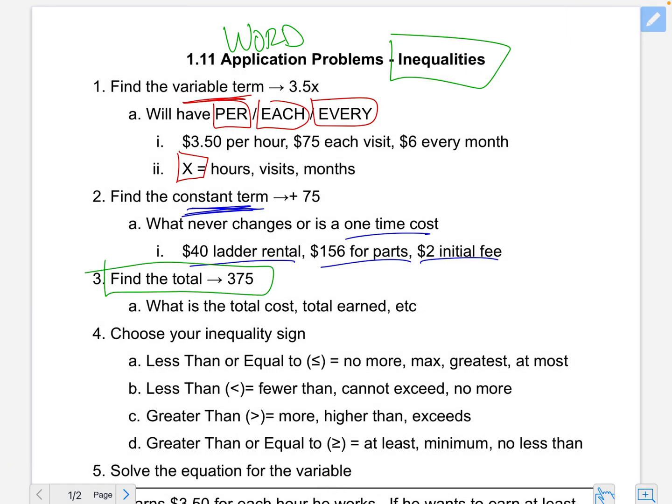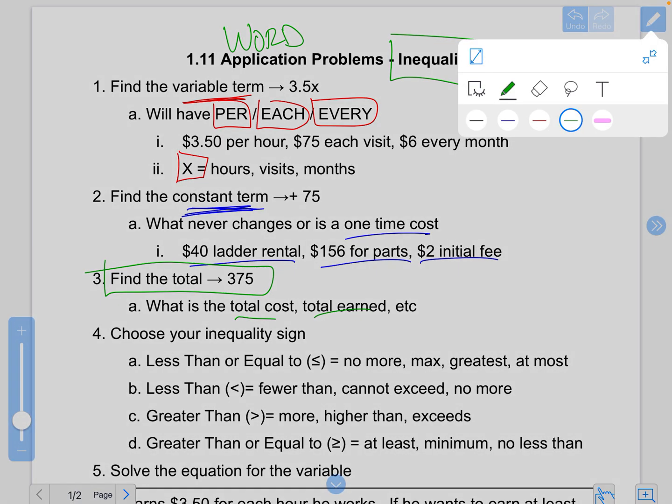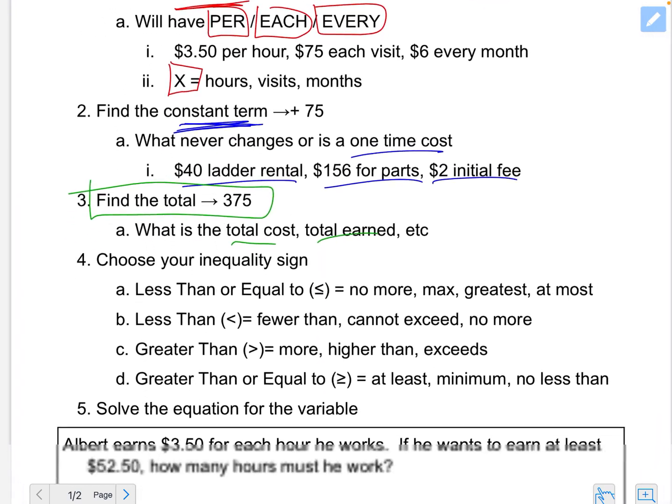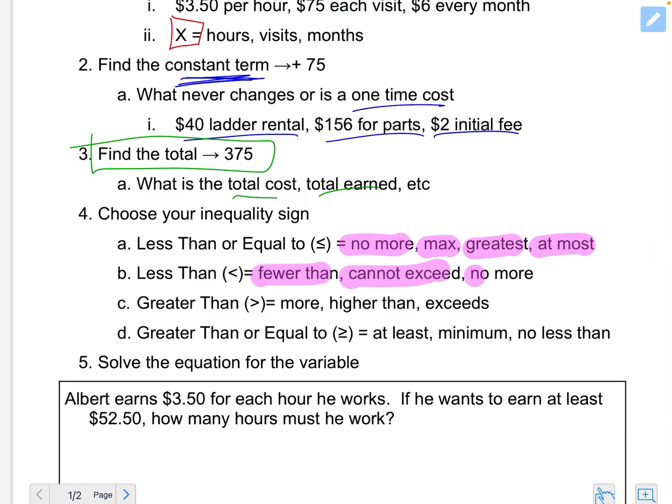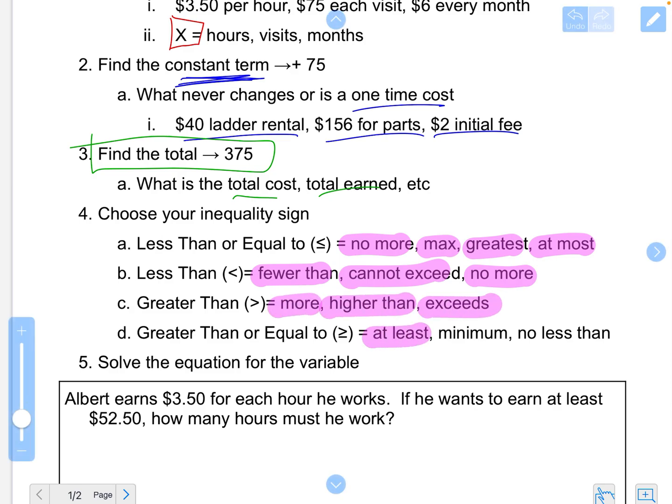Then we're looking for our total. What was the total cost, total earned, all of those things. And then our final thing that makes the inequalities a little bit more difficult is we have to pick our inequality. So for less than or equal to, we're looking at no more, max, greatest, at most. For less than, fewer than, cannot exceed, no more. Greater than is more, higher than, exceeds. Greater than or equal to is at least, minimum, no less than. And so those are some of the key words we're looking for as we go through these problems, to help us figure out which sign we want to use.